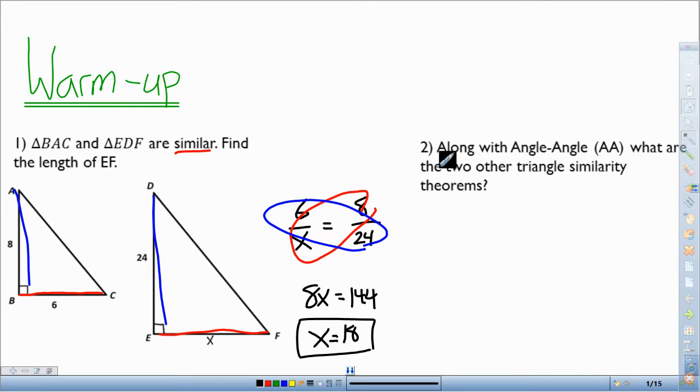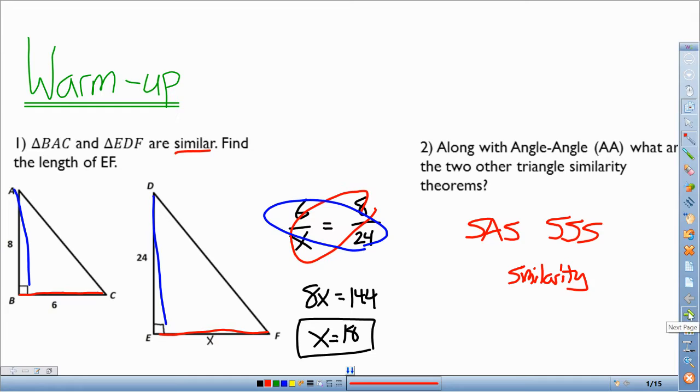The other problem, if you guys remember, we had angle similarity, a way of figuring out that two triangles were similar. That was the first one we learned. The two others that we know were side angle side and side side side similarity. Today we're going to probably run into a couple, if not all of those. So that's our little review. Let's go ahead and get into what we're doing.